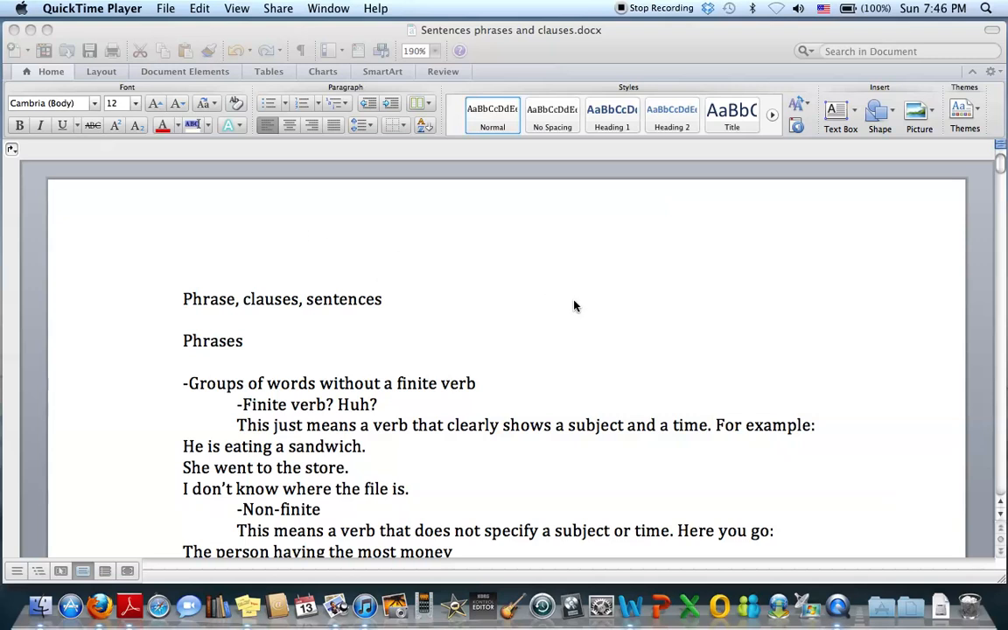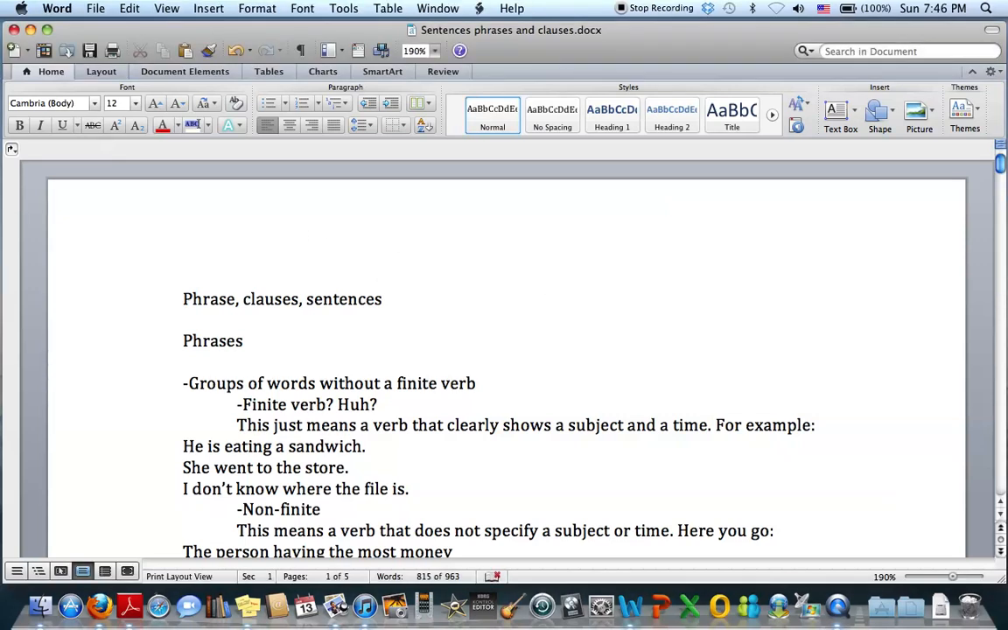Hello, ladies and gentlemen, and here's a little bit of information about phrases, clauses, and sentences. The main focus here really is going to be sentences, but I did want to review briefly what phrases and clauses are to start off with. So let's get going here.